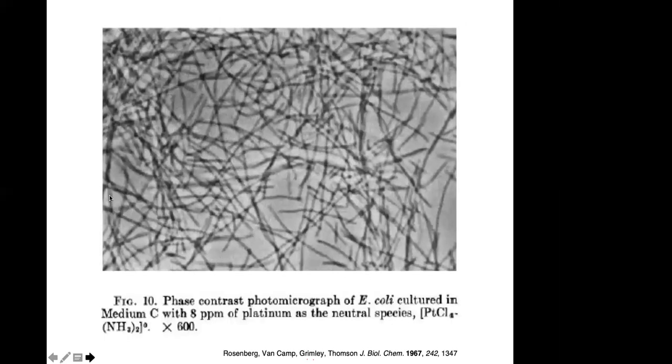So here's a figure. This is just showing, so normally when E. coli grow, they form sort of sausage-shaped organisms, but here the result was really different. It's these sort of spaghetti-like structures.